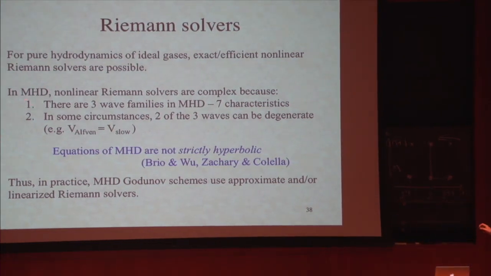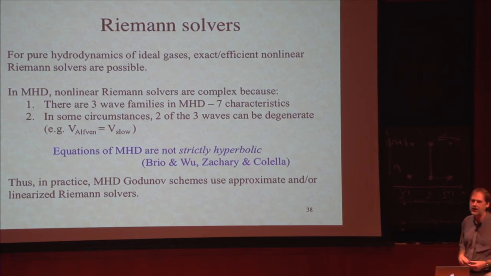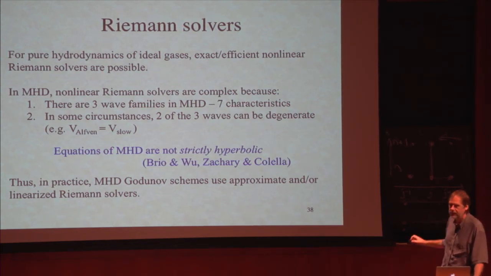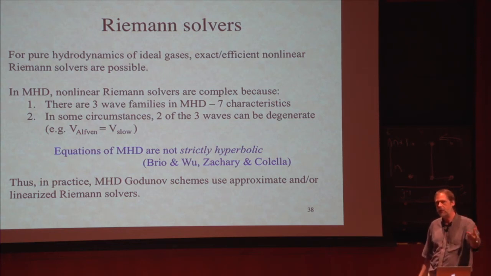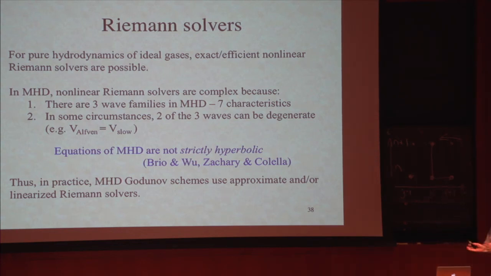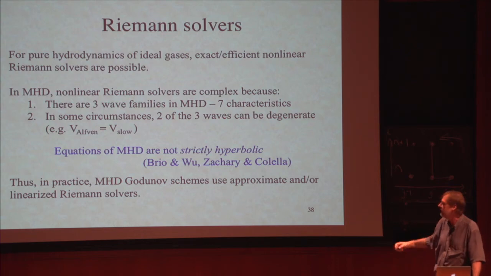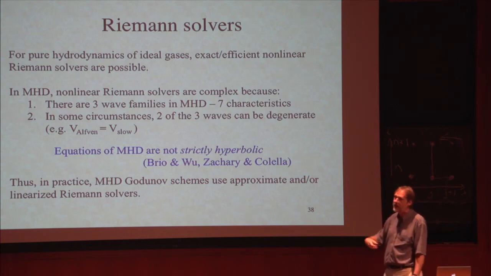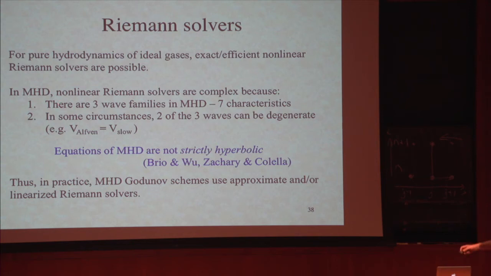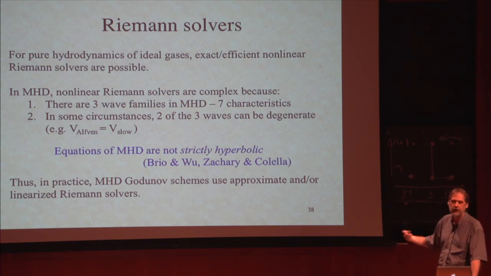But in MHD, and this gets back to the wave properties of MHD, there are 3 different wave families: fast modes, Alfvén modes, and slow modes. And there's a total of 7 characteristics, 7 different speeds at which wavefronts can propagate away from the initial interface. And in some circumstances, these waves can be degenerate. As we saw from those Friedrichs diagrams, sometimes the Alfvén speed and the slow speed are the same, and sometimes the Alfvén speed and the fast speed are the same. So when you solve the Riemann problem, you have to worry about all these different cases. You have to figure out the solution along x equals 0 with all these different intermediate states, which are sometimes degenerate and sometimes not.